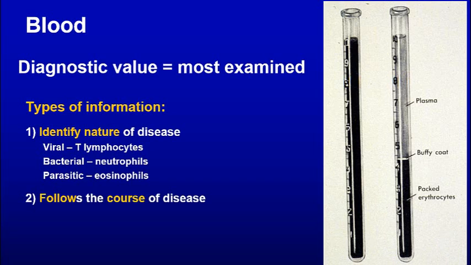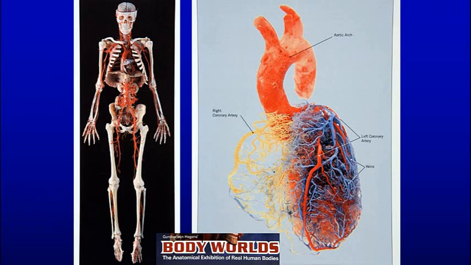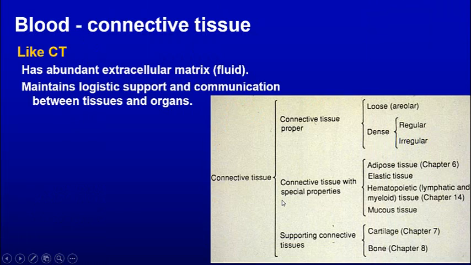But the other two reasons: one, he can follow the course of the disease, getting worse, getting better. He also has a method to evaluate the effectiveness of a treatment. So those are three types of information gained from your physician pulling your blood when you go see him. And here we can see where blood cells are in the blood vessels, in the arms, the legs, throughout the body. And here we see the vasculature of the heart, thanks to Body Worlds.